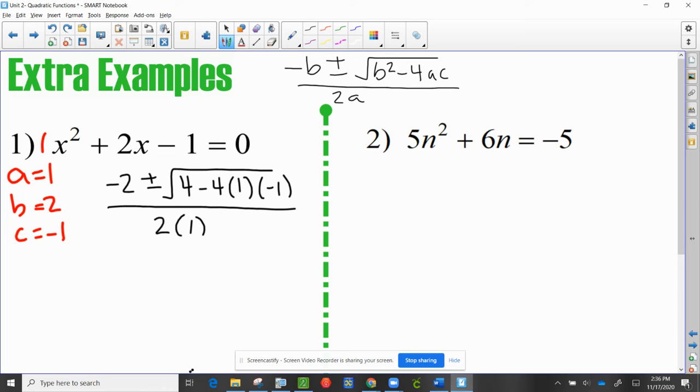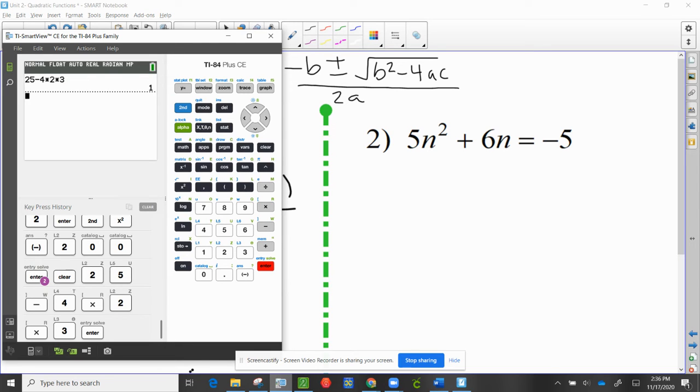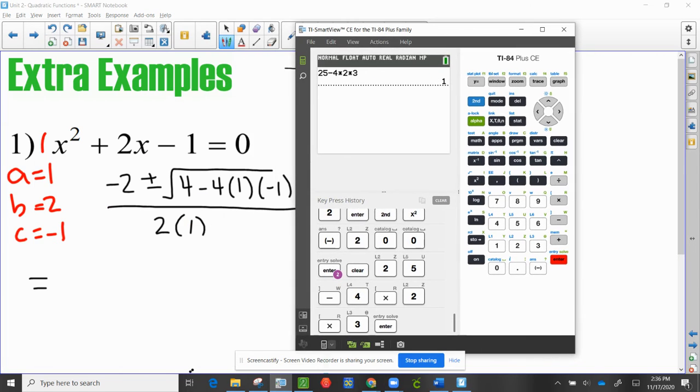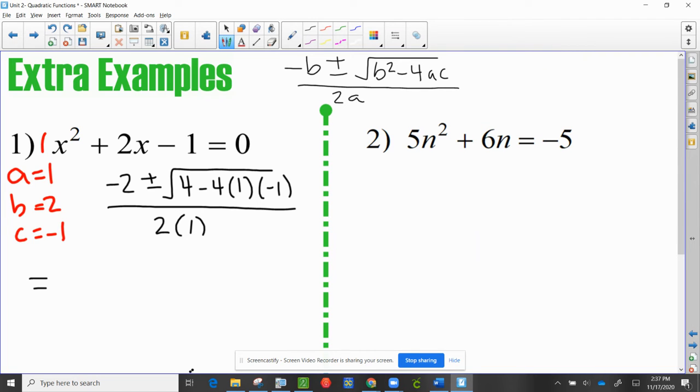Okay, so that part under the radical I'm going to do in my calculator and save myself some steps here. So let's see, we had 4 minus 4 times 1 times -1. Hit enter, and look at that, we got 8. So right now we have -2 plus or minus the square root of 8, all over 2.